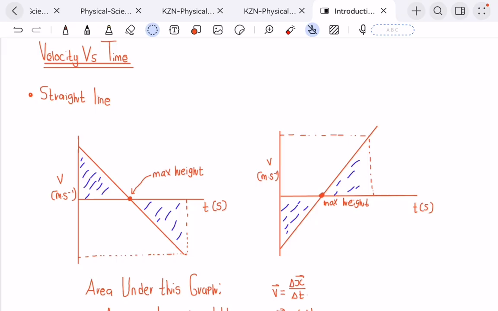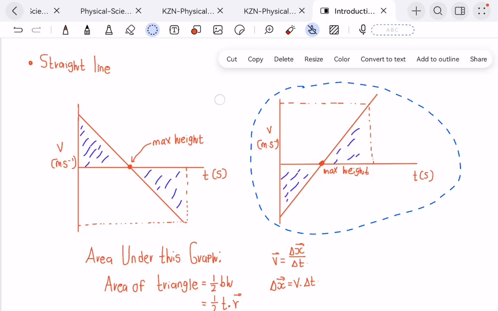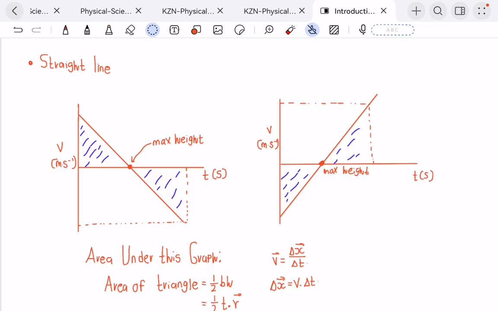The velocity versus time graph is a straight line, right? And it makes sense why it is a straight line, but I'm going to explain that again. It's always a straight line, not a curved line. So the basic shapes of this are like this shape, or this shape, but it will depend.